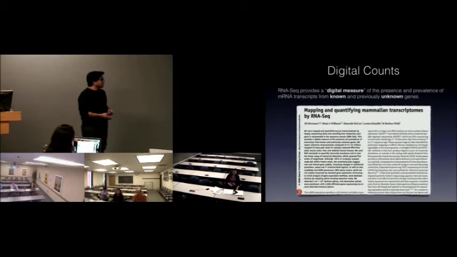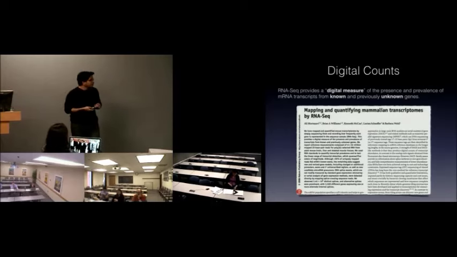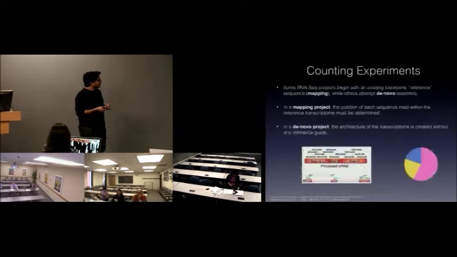And RNA-Seq basically is a digital count. One thing that people say is that before, when you were doing Sanger sequencing, it was analog technology. And now with next generation sequencing and RNA-Seq, you're getting digital counts. You're actually getting pieces of information that were present in your sample when you captured it.